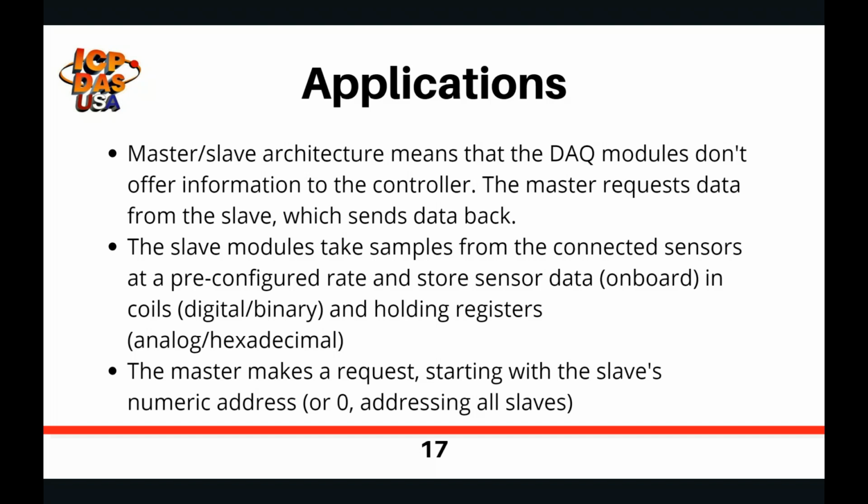The slave modules take samples from the connected sensors at a pre-configured rate and store sensor data on board in coils, coils being the digital binary format, and holding registers, which are a hexadecimal format storing analog sensor data. The way this works is the master makes a request. The request always starts with the slave's numeric address, or 0, which is broadcast addressing all slaves, before it sends the command.